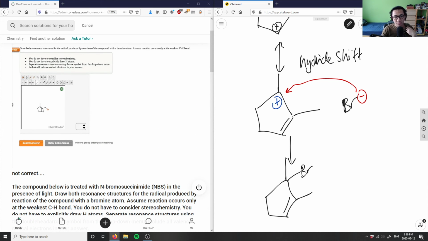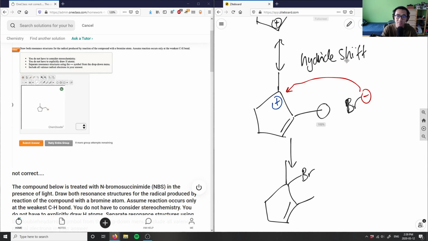A lot of students actually fall into this trap because they don't know the mechanism behind NBS and where the carbocation is going to be created. A lot of people just assume it's going to be on this carbon here, but remember there are hydride shifts that also exist to provide the most stable carbocation, in this case the tertiary carbocation.